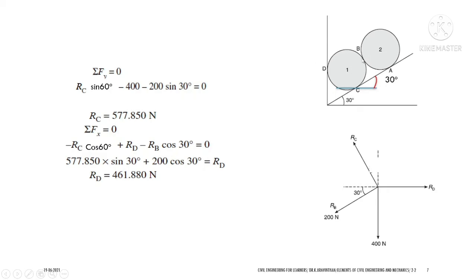Okay, so let us find the reactions at sphere 1. We have a number of supports here, that is B, D and C. RB is already known here, hence it is written as 200 Newton. And we know the angle with respect to the horizontal is 30 degrees. RB is acting at 30 degrees with respect to the horizontal axis here, so this angle will be 60 degrees. Next there is the self weight 400 Newton, which is acting downward, and 400 Newton is written here. And you have RD, which is acting purely along the horizontal axis. Okay. We found this angle as 60 degrees here.